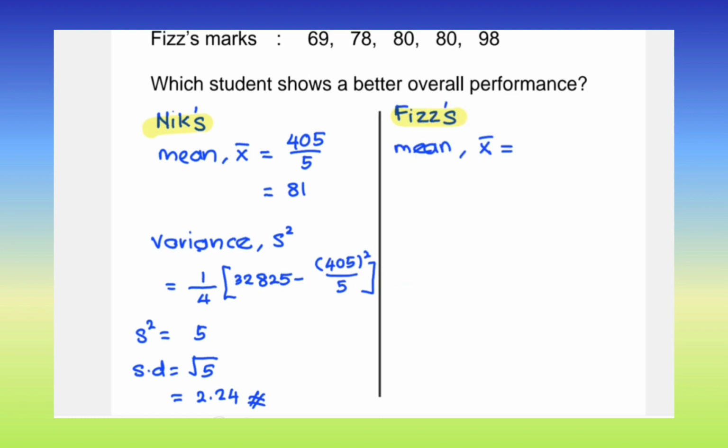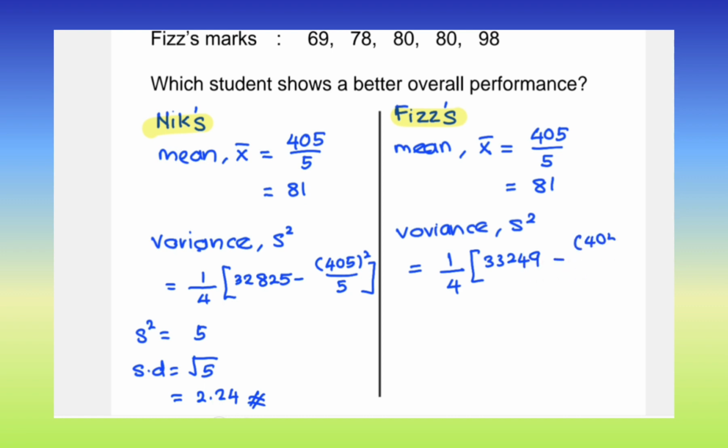Okay, next for Fish, find the mean. The mean here should be 405 over 5. The answer is 81. Next, find the variance. The variance will be 1 over 4 times 33249 minus 405 squared over 5.